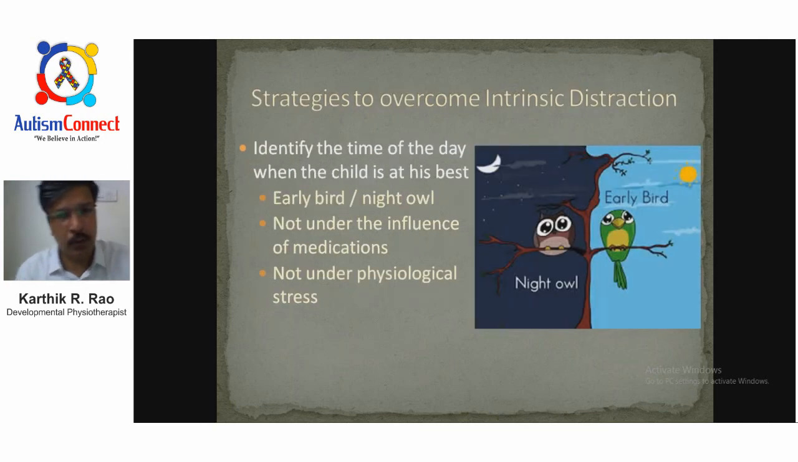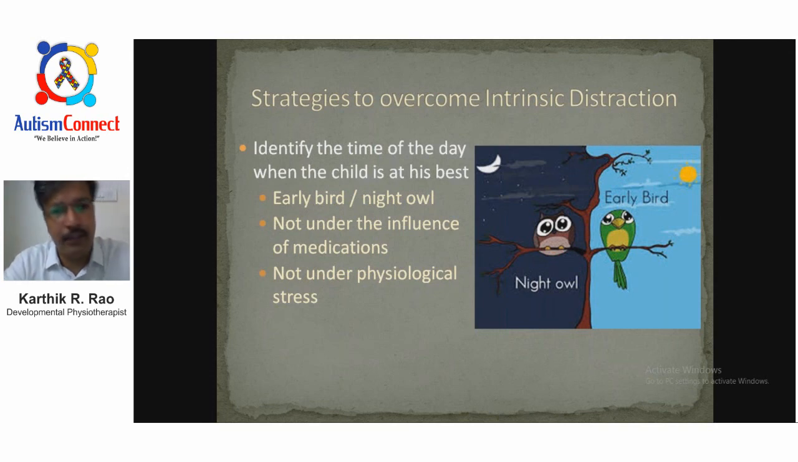So what can we do to overcome the intrinsic distraction? As you could easily say, compared to the intrinsic distraction, the extrinsic is much easier to manage because the child actually is ready to concentrate, but he's getting distracted by external stimulus. But with intrinsic distraction, the child is actually not ready to concentrate. Now that is much more difficult to work with. So how can we help the child in such a situation?